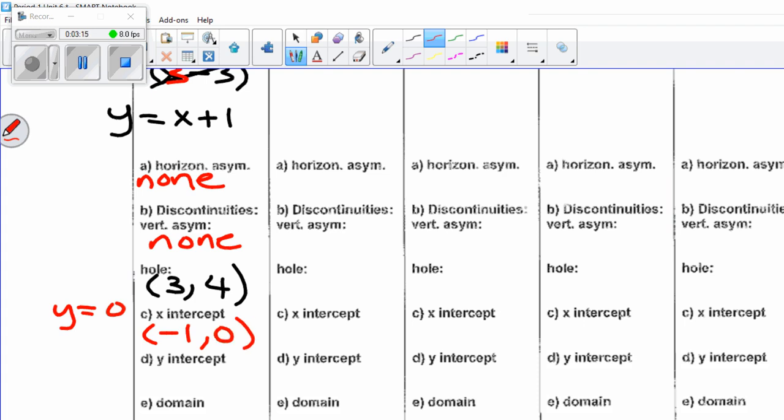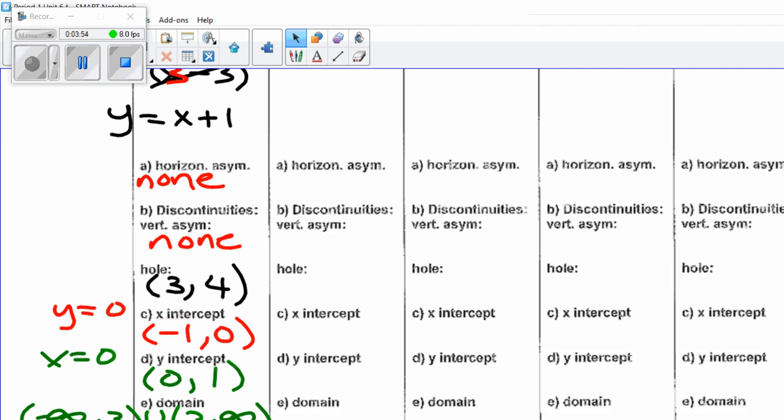My y-intercept is going to be when x equals 0. When x is 0, y is 1. My domain goes forever from negative infinity, but when I get to the hole, it is going to be disconnected. I pick right up at 3 and go on to positive infinity. Then my range, you can see it goes forever, negative infinity.